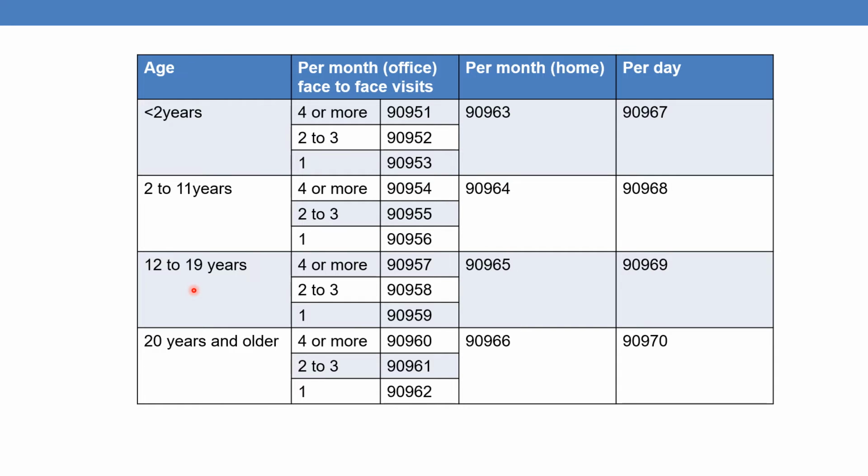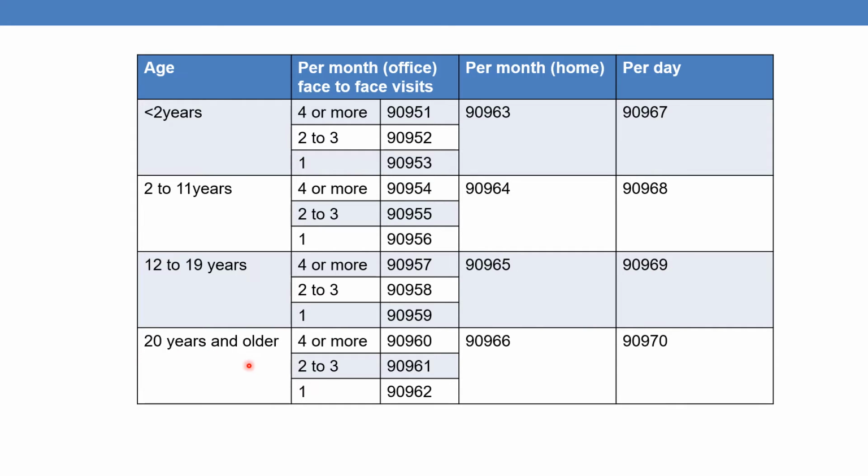Next, coming to 12 to 19 years. If the patient age group is between 12 to 19 years, for 4 or more face-to-face visits, the code is 90957. For 2 to 3 face-to-face visits, it is 90958. And for 1 face-to-face visit, the code is 90959. For 12 to 19 years of age, the ESRD services are provided per month at home. The code is 90965. And for per day, irrespective of the location, the code is 90969.